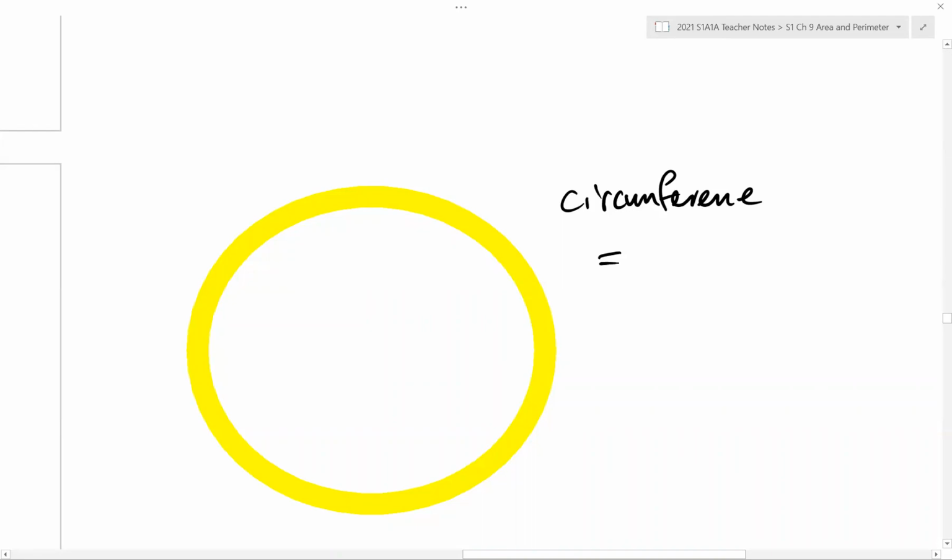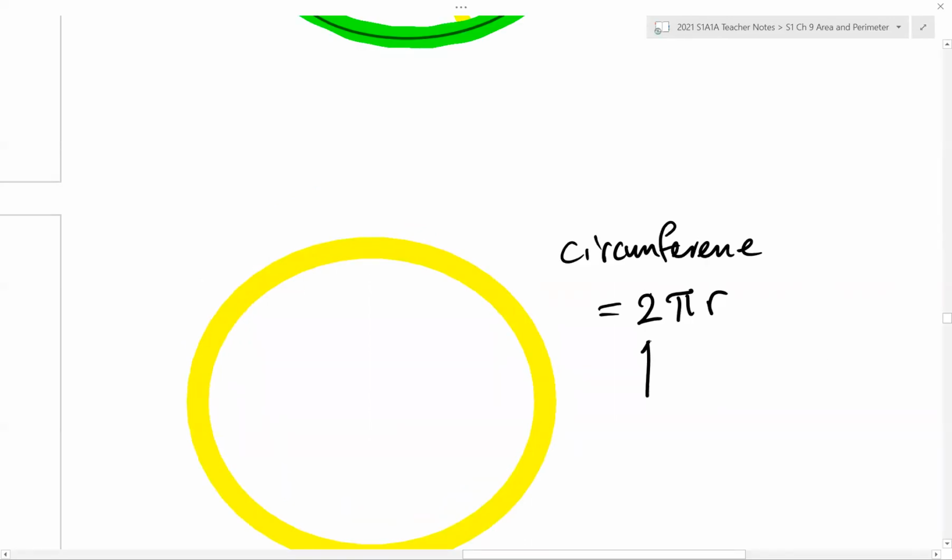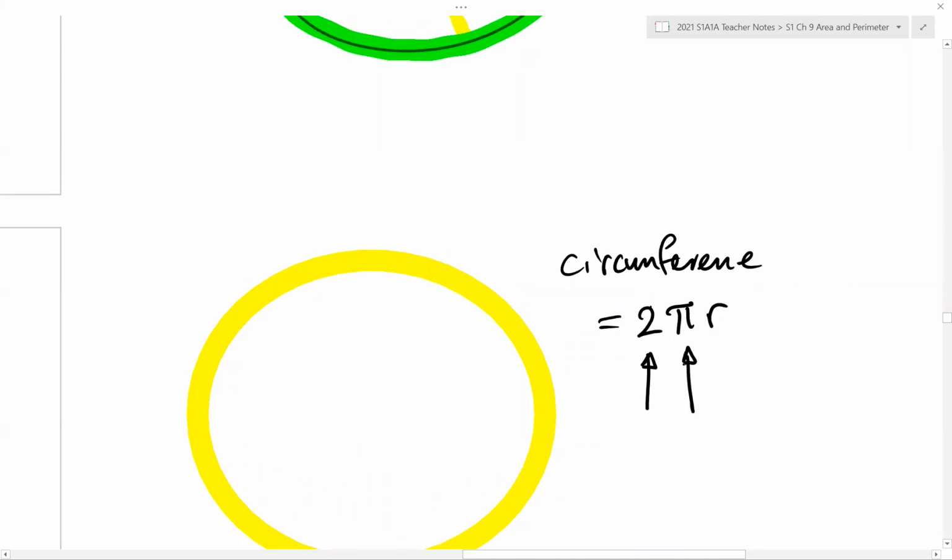And now I'm going to give you the formula. You don't need to know how it happened, but I'm going to give you the formula. The formula is 2 pi r. Okay, now, does this look scary to you? Which part looks scary to you? Okay, now, is the 2 scary? No, it's just a number. It means 2 times this thing over here. This thing over here is called pi. We read it as pi.